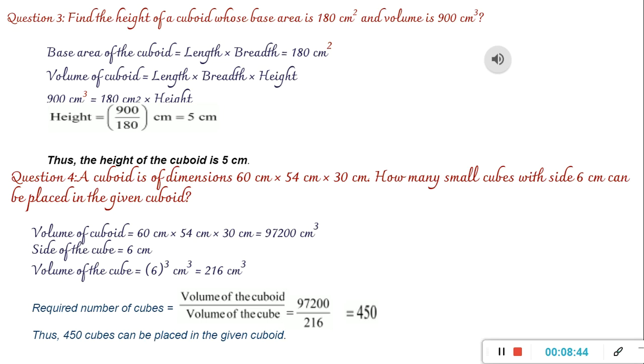Now side of the cube, that is given 6 centimeter. Then what is the volume? Side cube. So 6 into 6 into 6, that is equal to 216 centimeter cube. Now what is number of cubes required? That would be volume of the cuboid divided by volume of the cube. So 97,200 divided by 216, that would be 450. So how many cubes are required? So 450 cubes can be placed in the given cuboid. Okay.